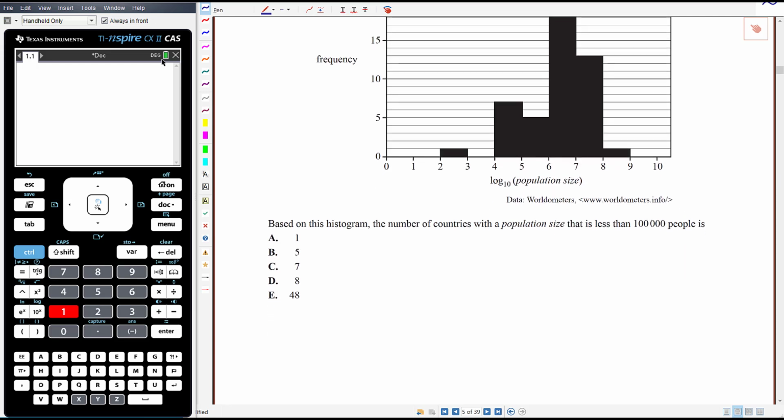Okay, so the log scale essentially means that each of these numbers on the horizontal axis represents 10 to the power of that number. Okay, so this 1 here is 10 to the power of 1, so it's 10. This 2 here is 10 squared, so that represents 100. Okay, so 100,000 is 10 to the power of 5, so that's going to be there. So 5 on the log scale would be 100,000, and we want the number of countries with a population size less than 100,000. Okay, so that would be 100,000 there. So it looks like there is 7 countries in that group and 1 country in that group. So there would be 8 countries with a population size less than 100,000.